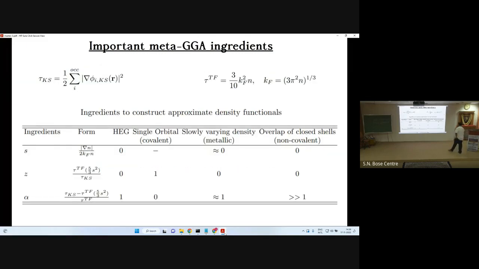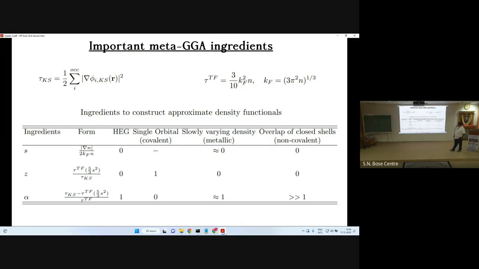meta-GGA functionals are constructed. As I said, the kinetic energy density goes into the picture, and the functional will depend on various ingredients, and these are the ingredients. And alpha is the ingredient, you can see both z and alpha, which depend upon the kinetic energy density. Either it will be the Thomas-Fermi kinetic energy density or it will be the Kohn-Sham kinetic energy density.